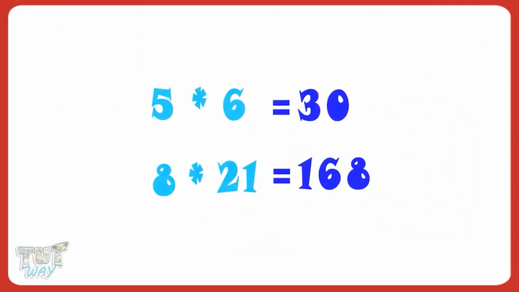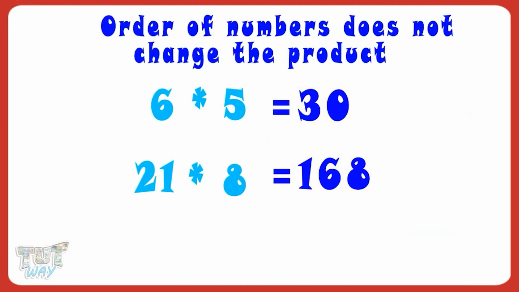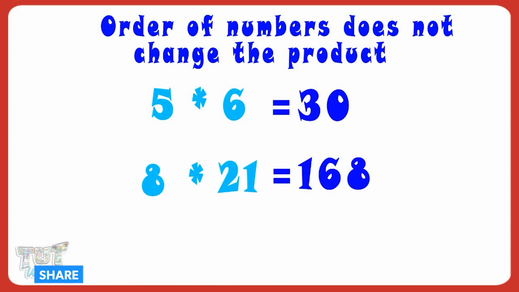Also remember, if we change the order of numbers in multiplication, the product is not changed. That is, 5 multiplied by 6 equals 6 multiplied by 5. 21 multiplied by 8 equals 8 multiplied by 21.